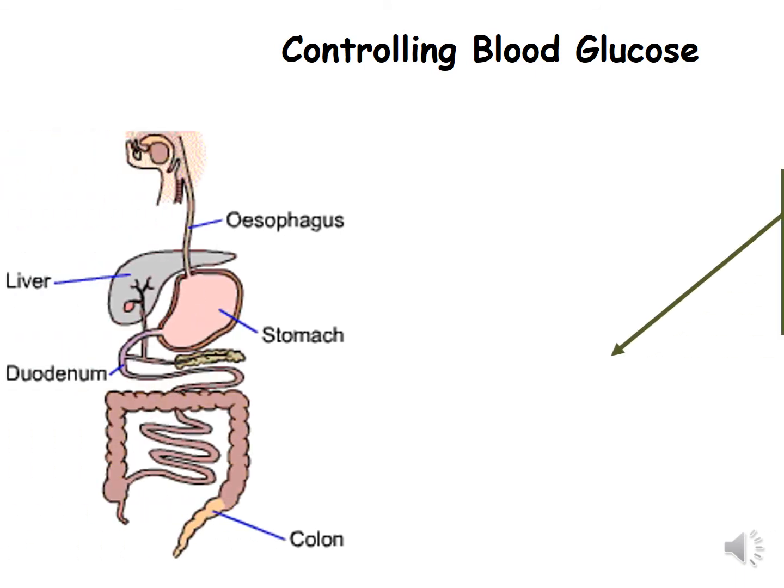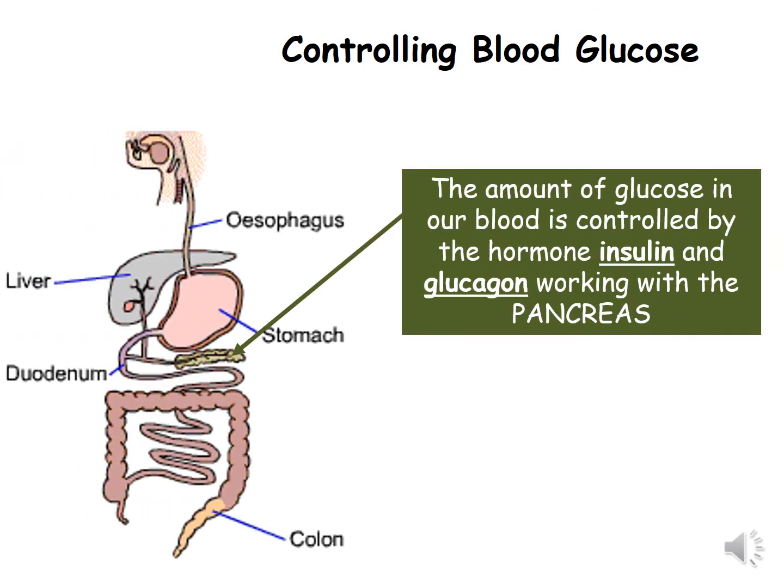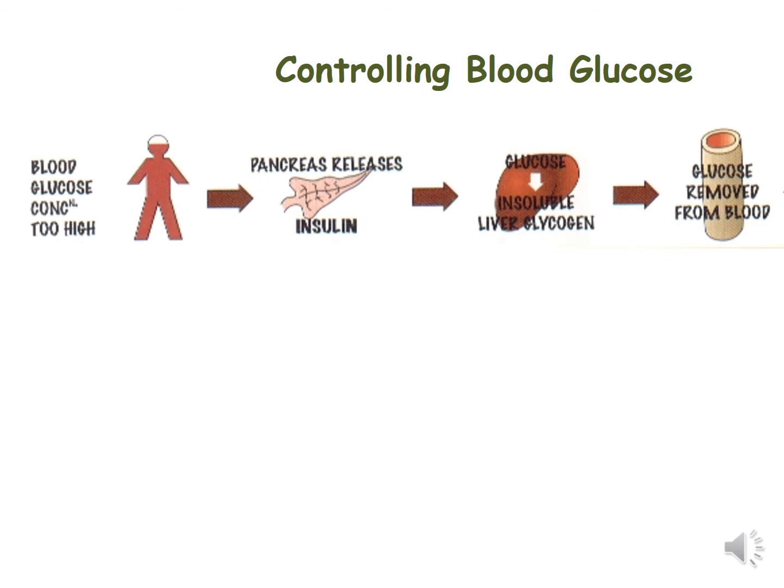The body goes through two different stages. But first of all, we're going to look at how the amount of glucose in our blood is controlled by the hormones called insulin and glucagon working with the pancreas. So how does this happen? If we look at the diagrams below, one shows when the blood glucose concentration is too high and the next one shows when it is too low. First of all, we will focus on when the blood glucose concentration is too high.